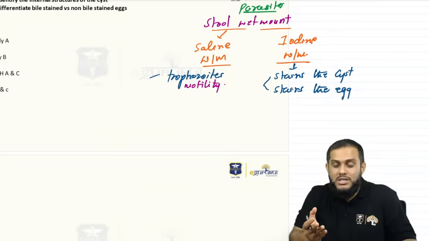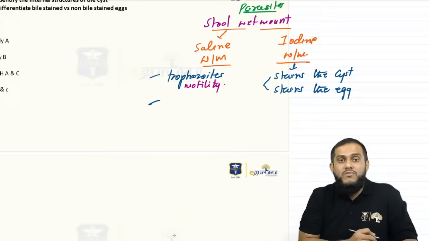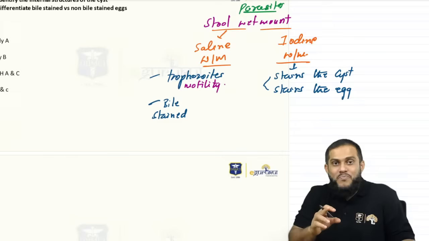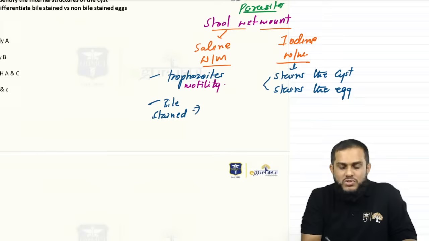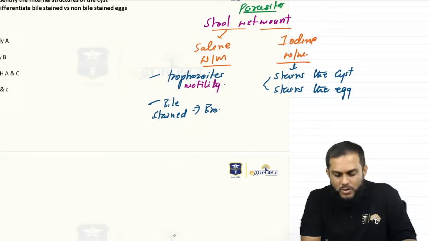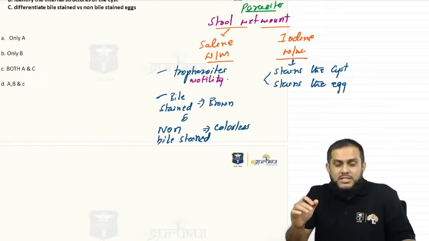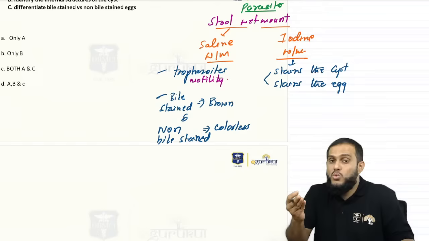Second thing, in saline wet mount, bile stained eggs, the eggs which are already stained with the bile. See, eggs come in the stool sample, and the stool sample contains bile, and this bile stains the parasitic eggs. Bile stained eggs, whatever you see in the stool sample, look brown in color. Non-bile stained eggs are colorless, because they are not stained with the bile. In saline wet mount, we are not adding any iodine, it is just saline. Bile stained eggs are already stained with the bile in the stool sample itself, and they look brown because they are stained with the bile.